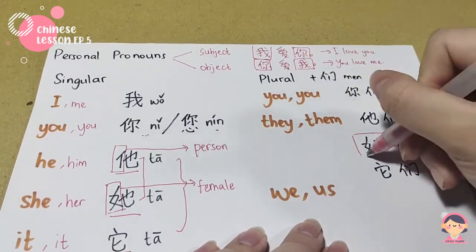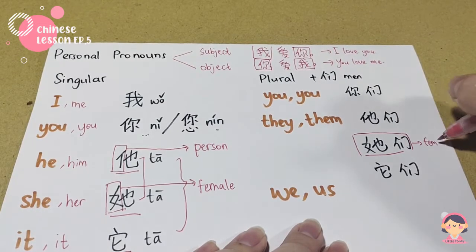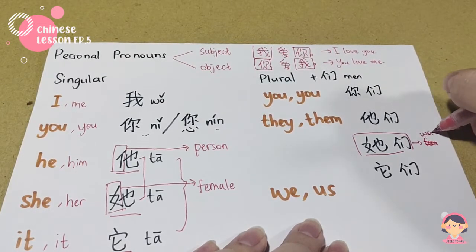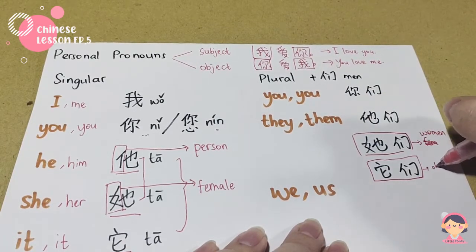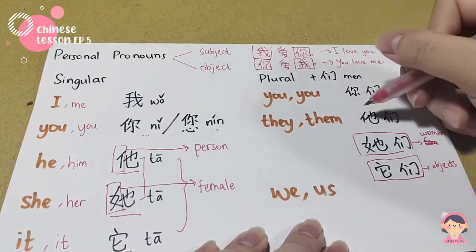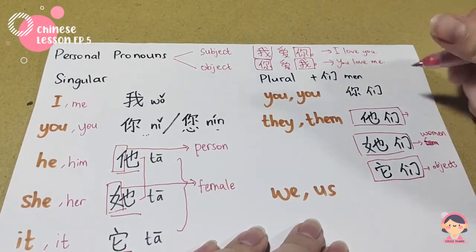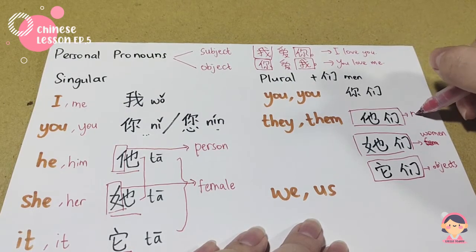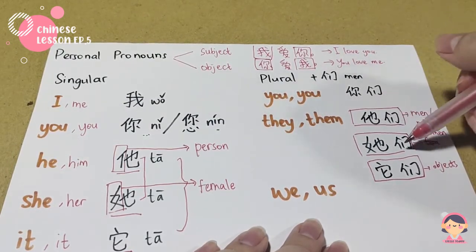We use this when we talk about all female, all women, and we use this referring to objects, and we use this if we talk about they are all men or they are mixed between men and women.